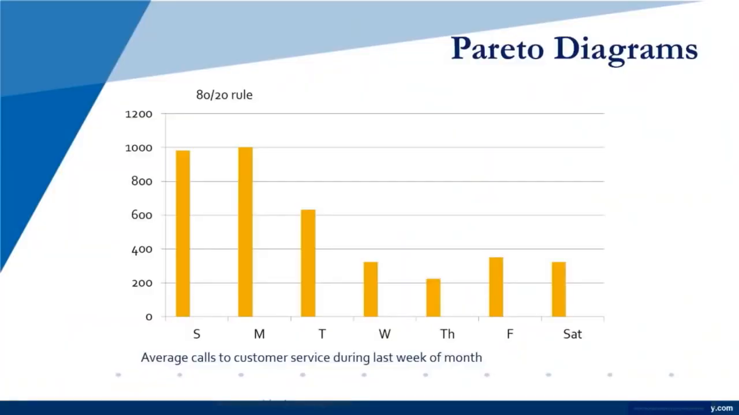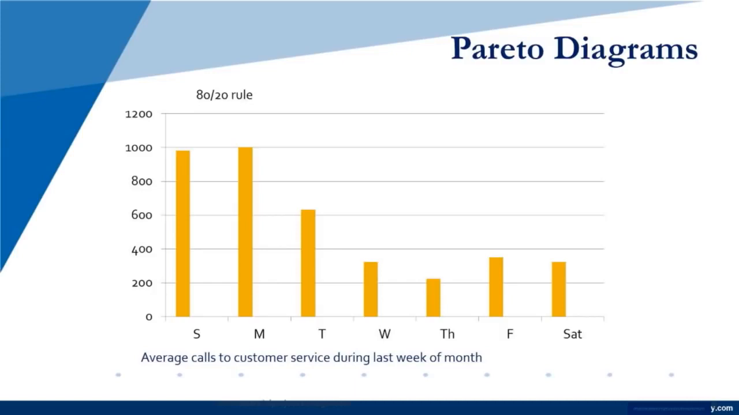This is a Pareto diagram. This is the kind of diagram that we get the idea of the 80-20 rule. It was created to sort of bring that out. It's what's associated with it. So if you hear Pareto or Pareto diagram, think 80-20 rule.